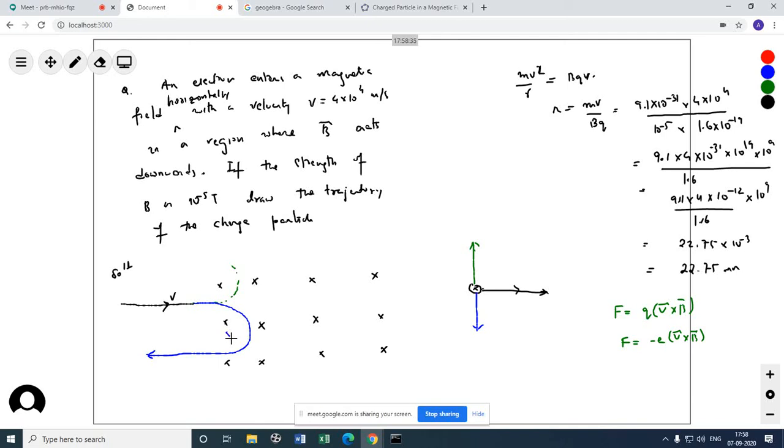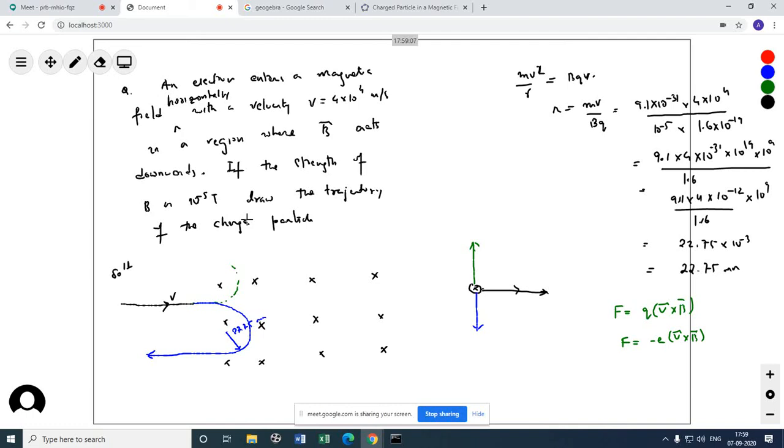And this radius from here to here is 22.75 millimeter. It will enter and come out. Got it? I hope you will remember why this is negative. If this was a positive charge, plus Q instead of an electron, it would have gone to the left hand side. But since it is negative, it will be coming this side.